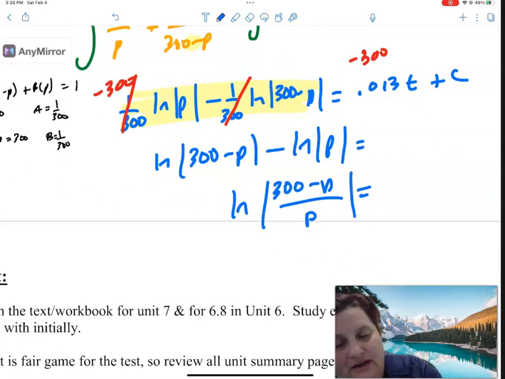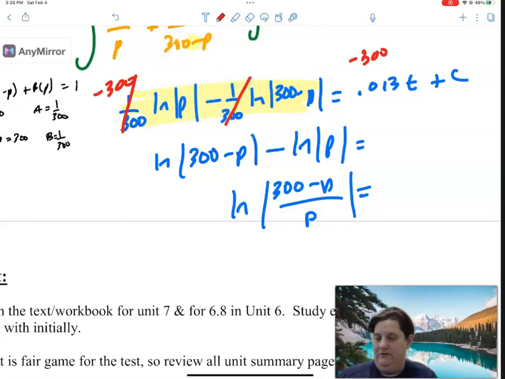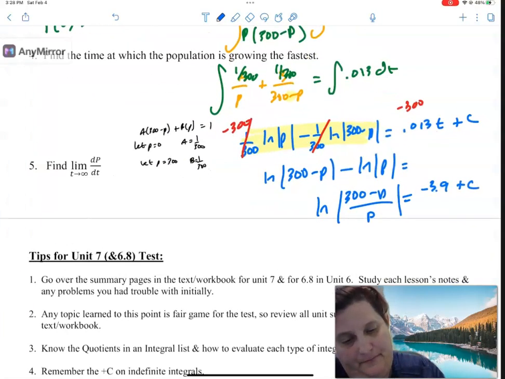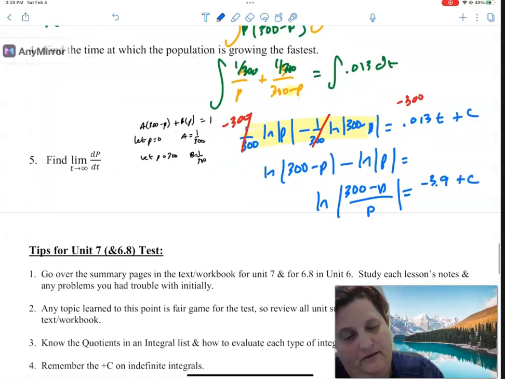Okay, so on this side, it's going to give me, I guess I need a calculator for this, -300 times 0.013. That's a lovely number. So I got negative 3.9 plus a constant. Sorry, negative 3.9t plus a constant. My bad.